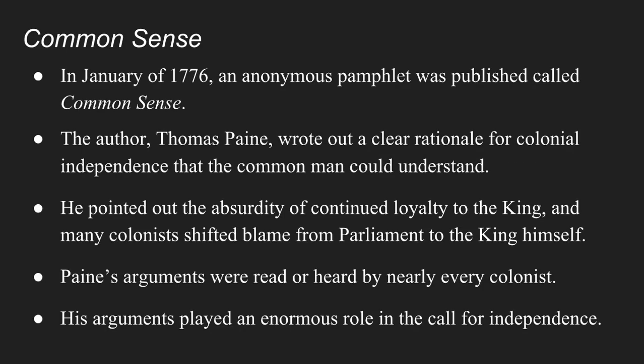The last thing we're going to look at in this video is a pamphlet entitled Common Sense. In January of 1776, so we're just 6 months away from the Declaration of Independence at this point, an anonymous pamphlet was published called Common Sense. The author, as it would later be found out, was Thomas Paine. He wrote out a clear rationale for colonial independence that anybody could understand, the common man could understand. They read this in town squares, they printed this in the newspapers. Anyone could really understand what he was saying.